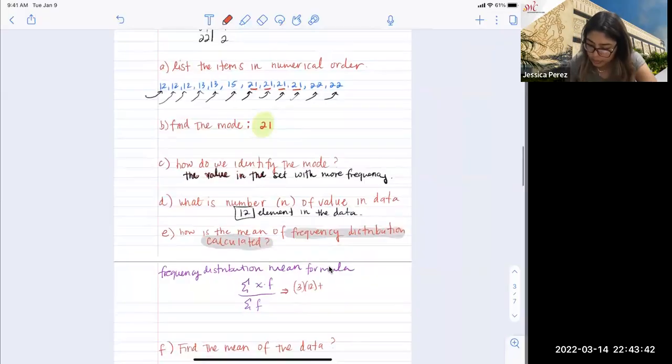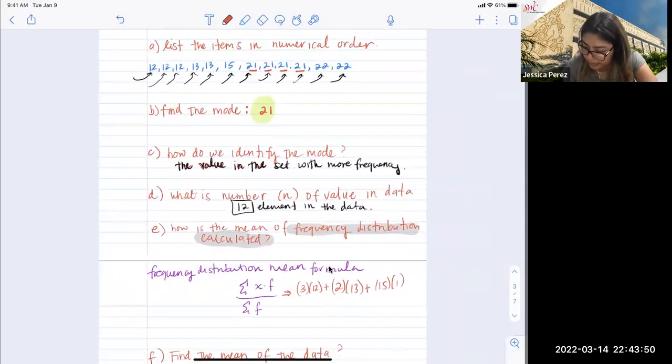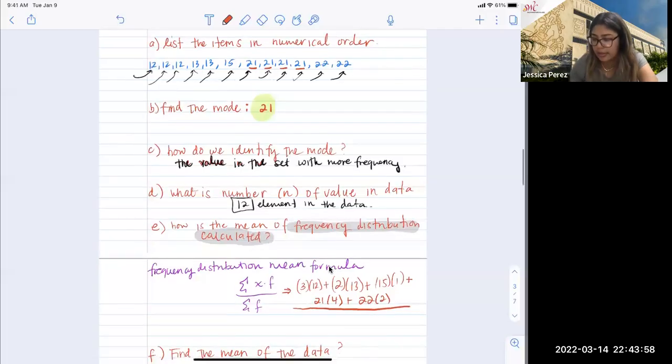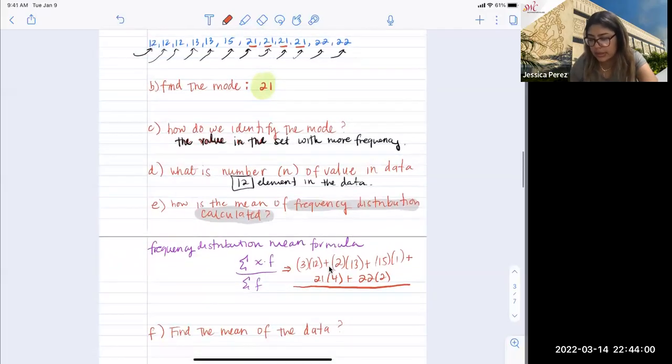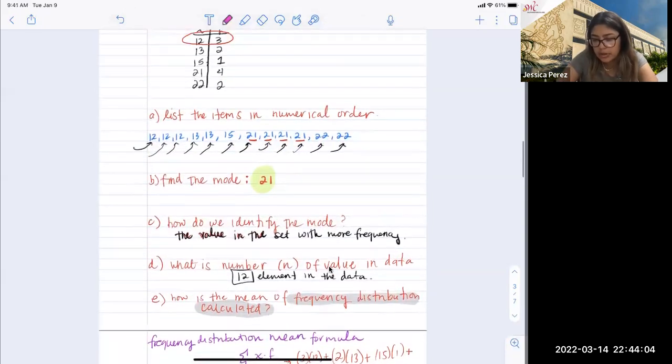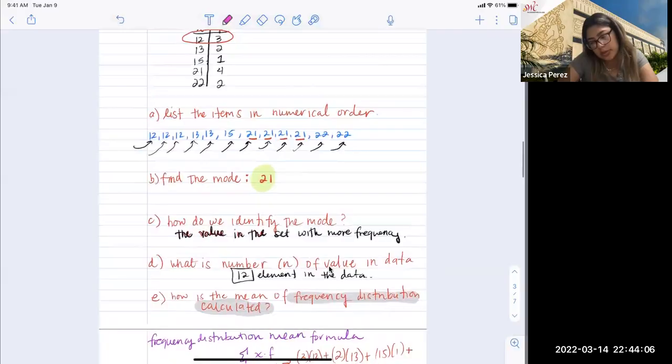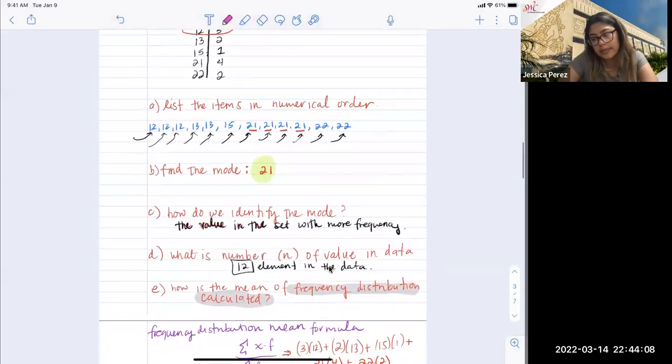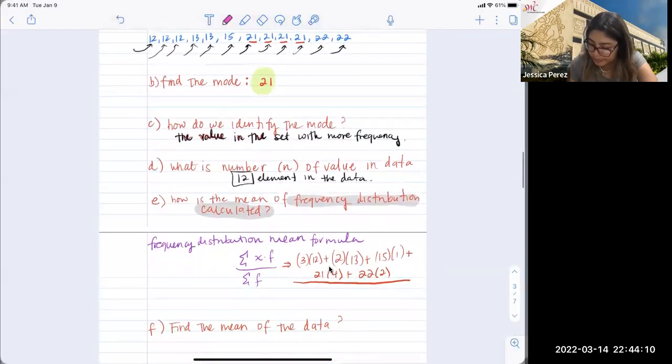We have 2 times 13, plus just 15 times 1 because it only appears once, plus 21 times 4, plus 22 times 2, all divided by the sum of f, or the frequency. In this case it is n, or 3 plus 2 plus 1 plus 4 plus 2. That looks like it's 12.